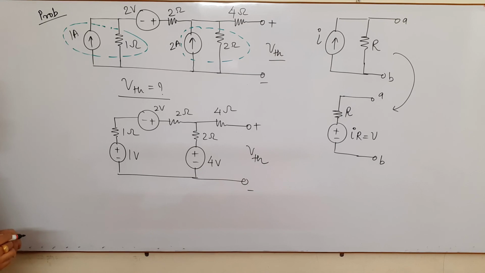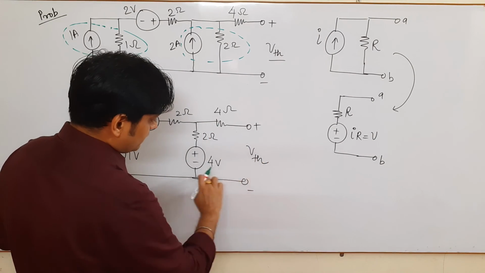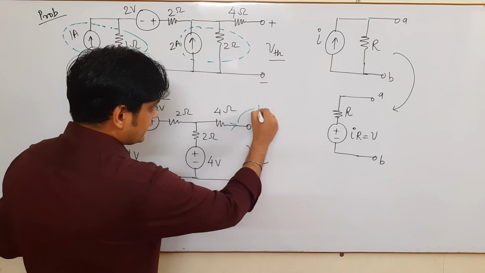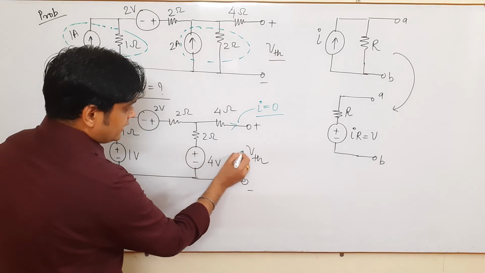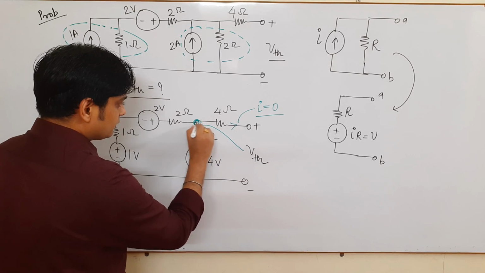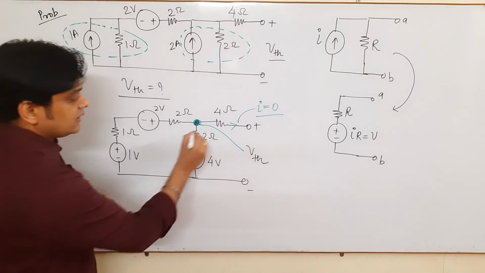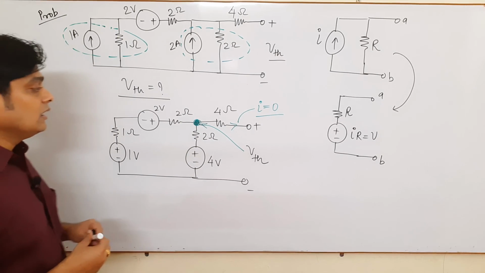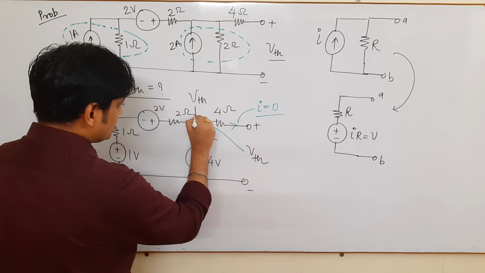Now you have to find the value of VTH. Another important thing here is that this is an open circuit voltage VTH, it means this is an open circuit branch, so no current will enter here; the current I here is 0. So you can directly say that since there is no drop in this 4 ohm resistance, this VTH will appear at this node. Very important concept.